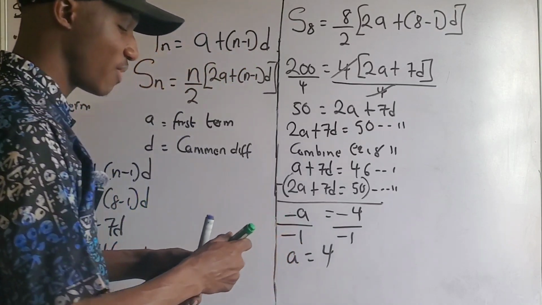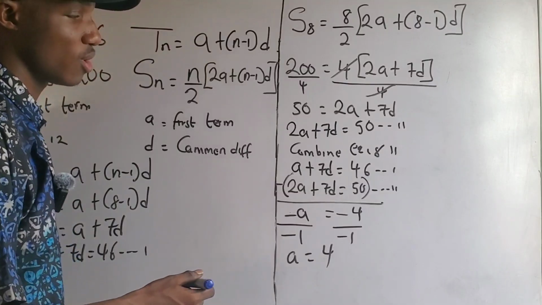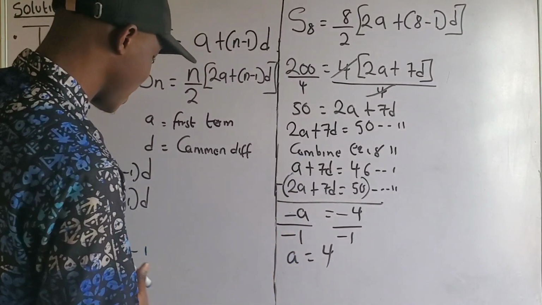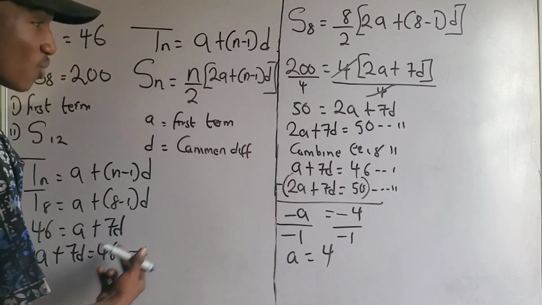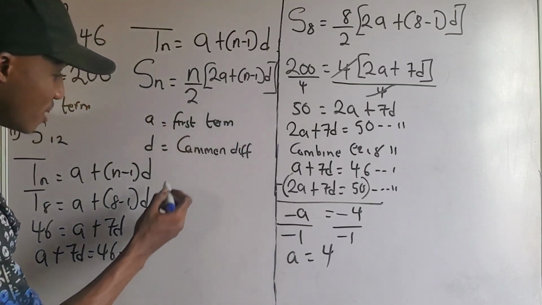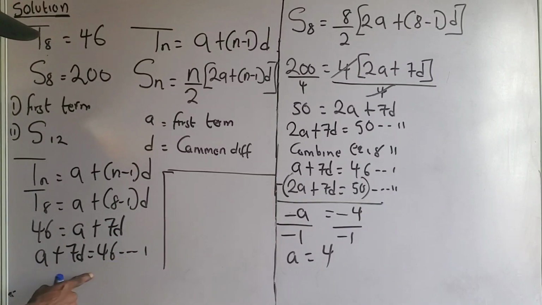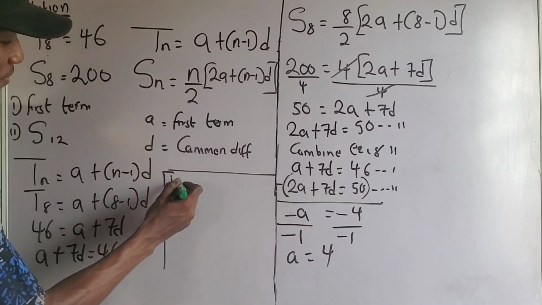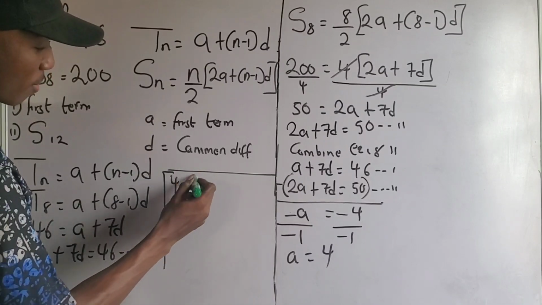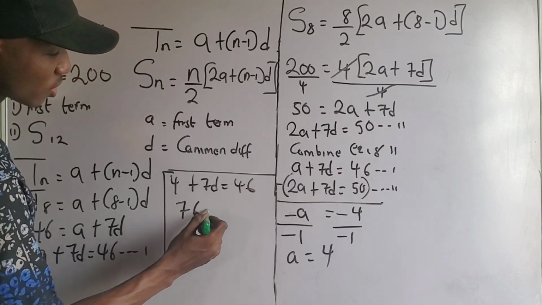Okay, having gotten the value of a as 4, we can easily calculate the value of d. To get the value of d, substitute the value of a into either equation 1 or equation 2. So for this, let's get the value of d from equation 1. Equation 1 is a plus 7d equals 46. So when a is 4, I'm going to have 4 plus 7d equals 46, right?